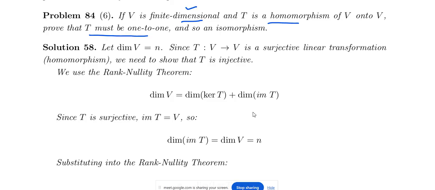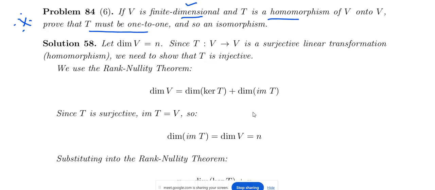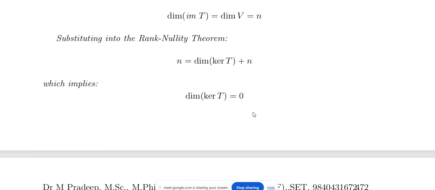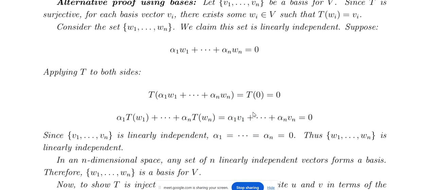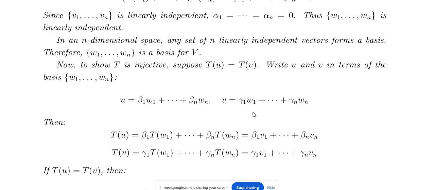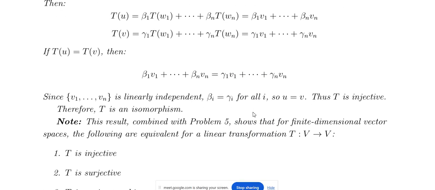If V is finite dimensional and T is a homomorphism from V onto V, then T must be 1 to 1, so that this is an isomorphism. Okay, this is also very important. They will ask this: giving the 1 to 1 option, with a finite dimensional homomorphism from V onto V, then T must be 1 to 1. That is a very simple proof in linear algebra, not a difficult one.